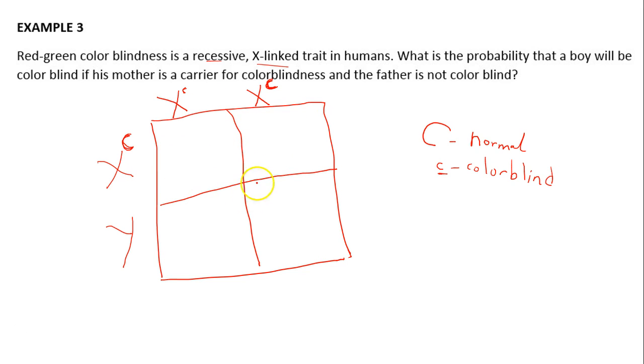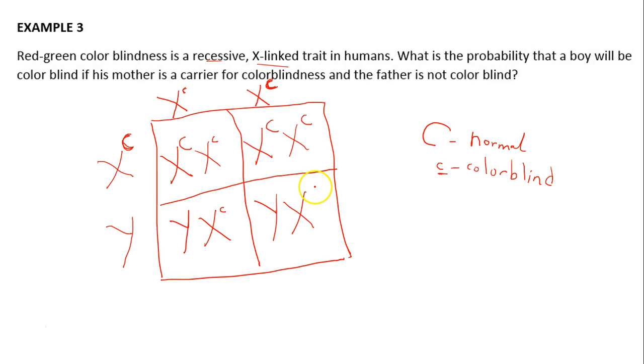Now we just do the same thing we normally do with Punnett squares. We figure out what will be the genotypes of the offspring. So this is going to be X^C X^c, X^C X^C. This one comes from there and the other one comes from above. Then here we're going to have Y X^c, and then Y X^C.